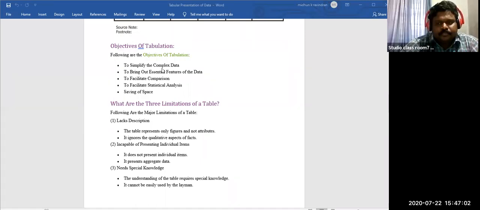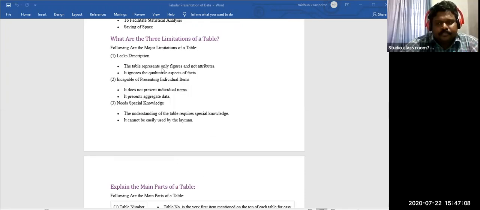What are the 3 limitations of a table? Lacks description, incapable of presenting individual items, and one needs special knowledge. These are the 3 basic limitations of a table. So we are explaining one by one. What do you mean by lacks description?